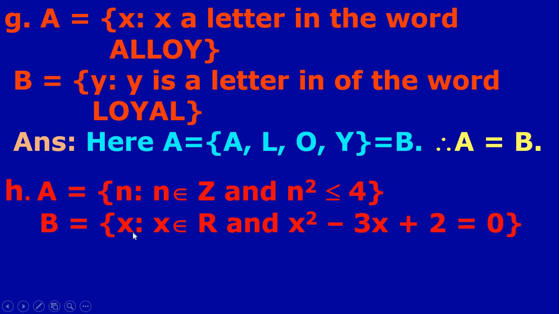And set B is the set of all x such that x belongs to R and x square minus 3x plus 2 equal to 0.